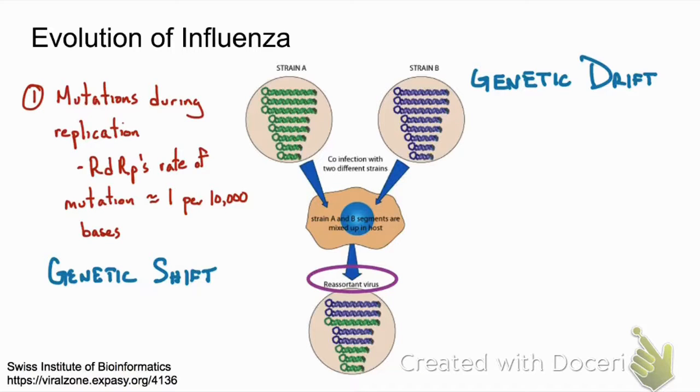So to summarize, based on the high mutation rate by the viral RNA-dependent RNA polymerase, and based on the fact that this virus contains a segmented genome, we can find that influenza will evolve at sometimes faster rates than other RNA viruses.